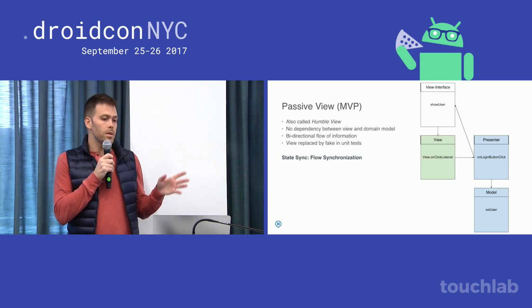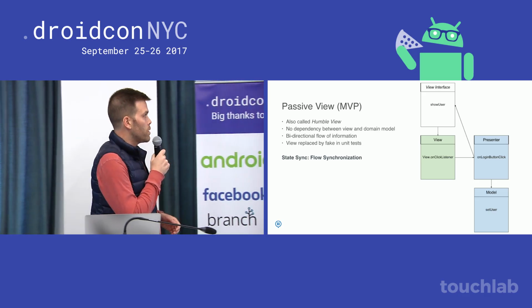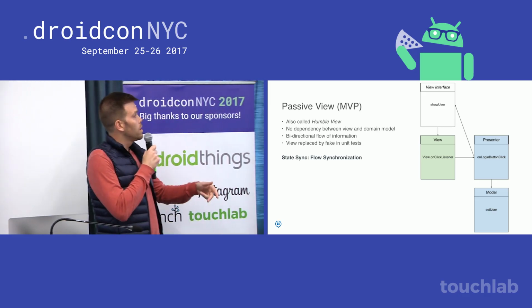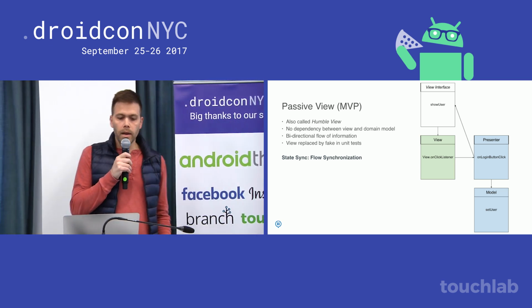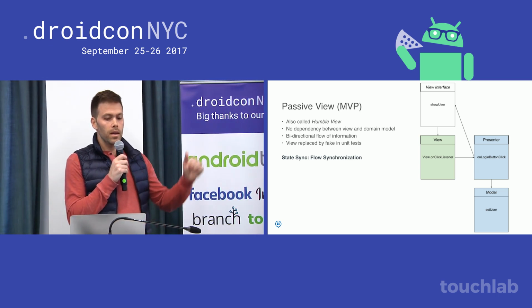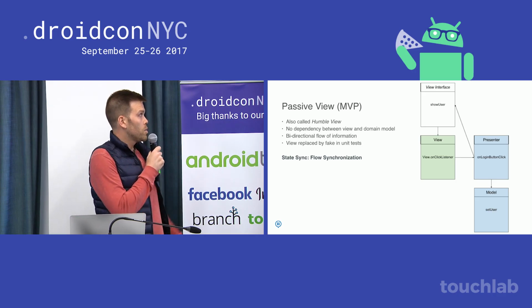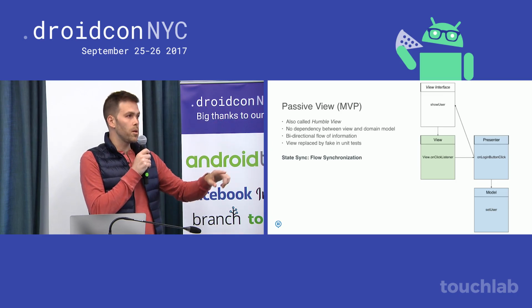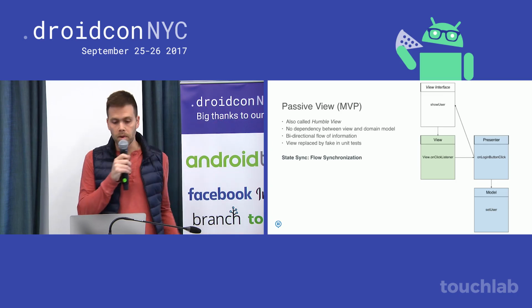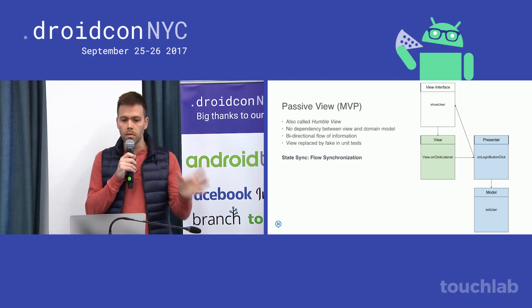This pattern is also sometimes referred to as humble view because really the primary goal here is to get as much logic out of the view as you can. And you'll notice here that there is no dependency this time between the view and the model. So we have a bidirectional flow of the information, different from MVC where it was a one-directional flow of information. And the presenter essentially acts as an intermediary between your model and your view.